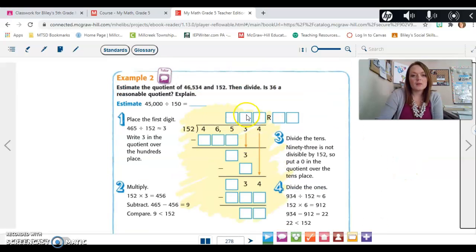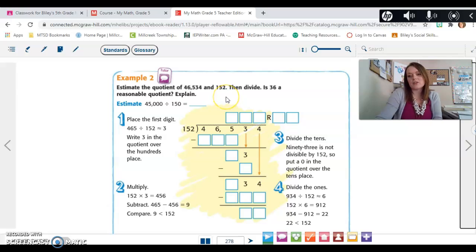Let's look at example 2. It says estimate the quotient of 46,534 and 152. Then divide. Is 36 a reasonable quotient? Explain. Okay, so the first thing we're going to do is we're going to estimate. We have 46,534. Is that closer to 45,000 or 50,000?